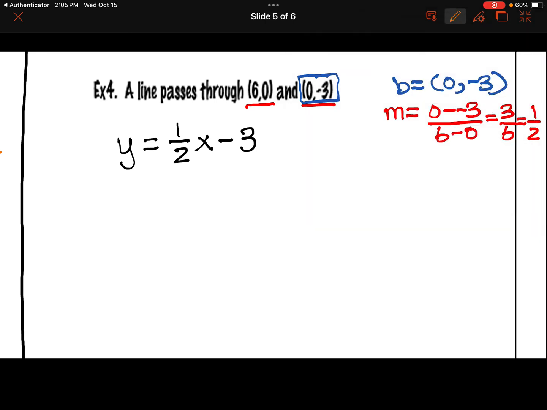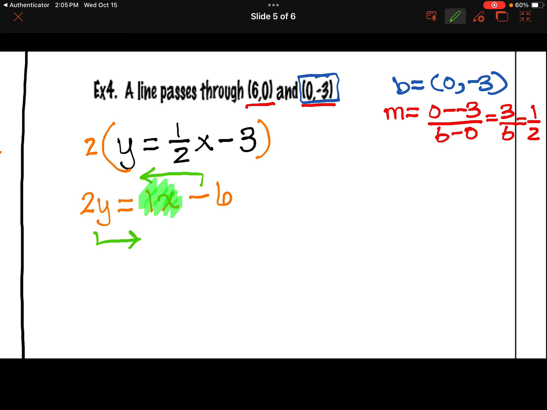So again, Mrs. Stroll notices I have fractions. So the first thing I'm going to do is multiply everything by 2. So now I have 2y equals 1x minus 6. Again, I notice that my a value is positive. So I want to keep a where it is. That means I want to move the 2y to this side, and I'm going to want to move the 6 to the other side. So I'm going to have my 1x, which I really don't need to write the 1. To move a positive 2y to the other side, I'm going to minus 2y. And a negative 6, when it moves to the other side, will become a positive 6.